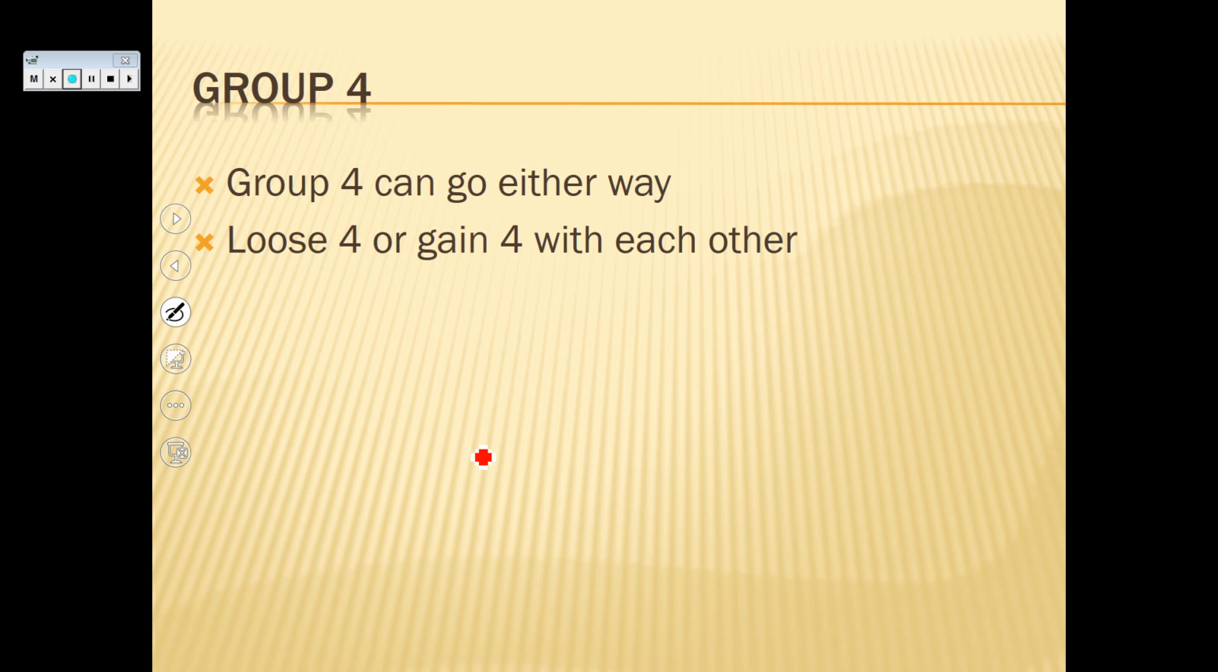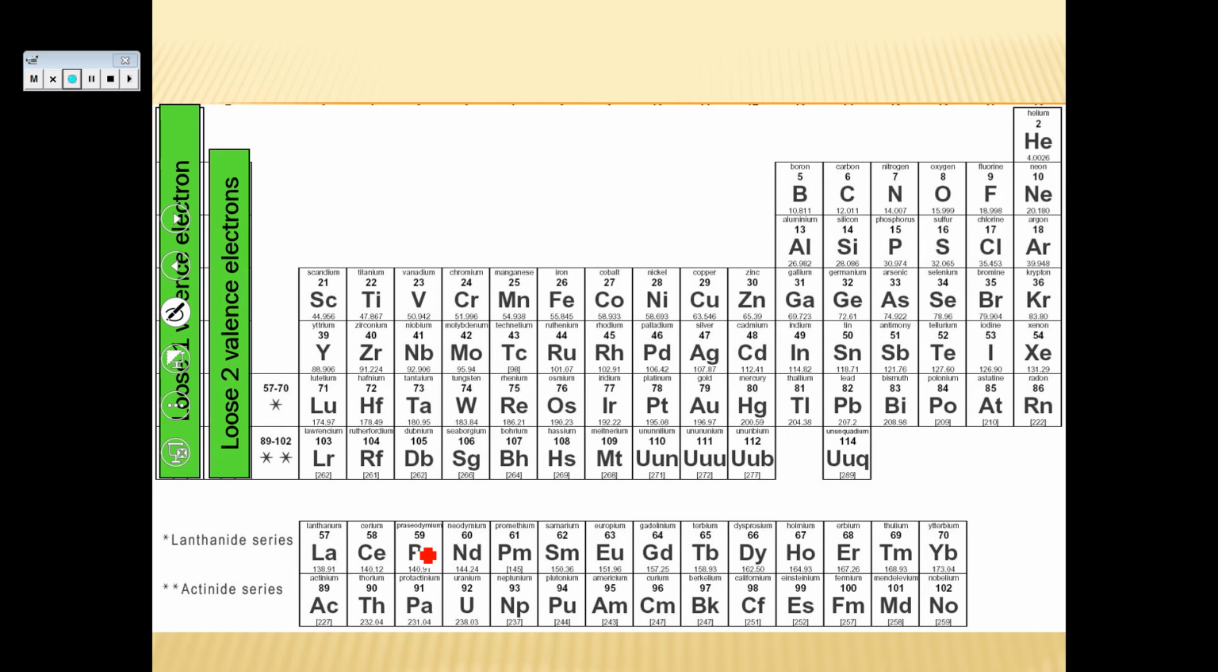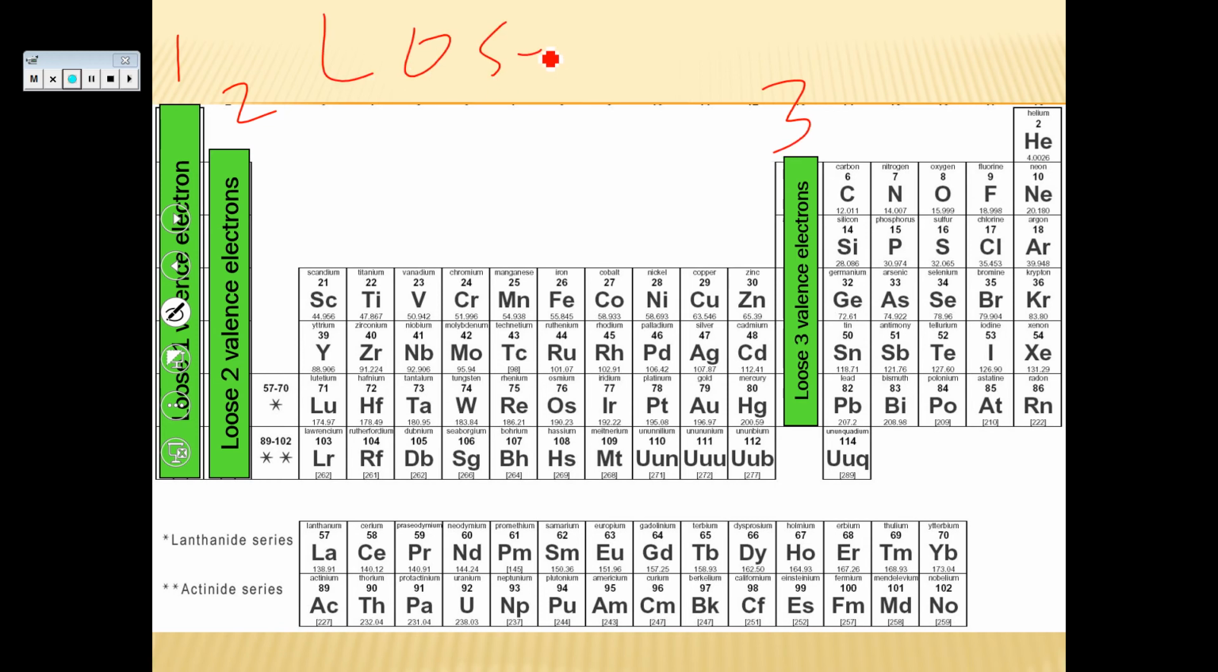If you are in group 4 with 4 valence electrons, let's say carbon for example, group 4 can gain or lose 4 electrons with each other. So the periodic table creates this nice little pattern. If you are in group 1 with 1 valence electron, you are always going to lose that 1 electron to someone else on the right-hand side of the table. Group 2, you will also lose your 2 valence electrons. Group 3, you will lose your 3. So in other words, group 1, group 2, and group 3 are going to lose their valence electrons. Group 4 can go either way.